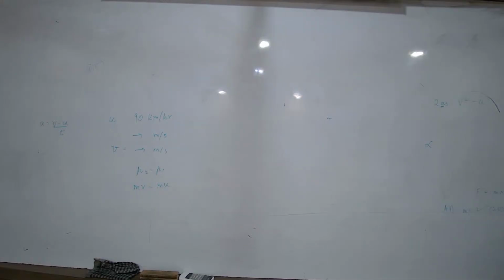Suppose this person is traveling. This is a bus, passenger sitting. Let's say the bus suddenly starts. What happens to the passenger? We tend to move back. Is it a forward jerk or a backward jerk? Backward. Let's see what is happening. Both of them are there. Suddenly the bus moves in the forward direction, so the passenger goes backward.